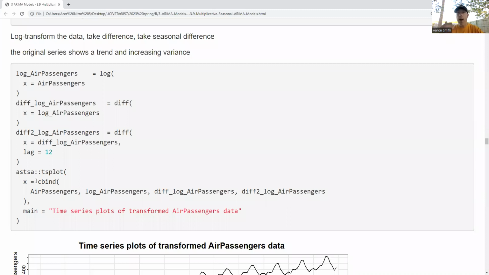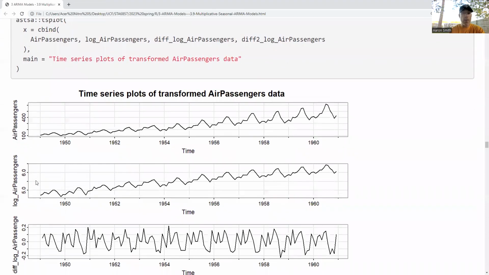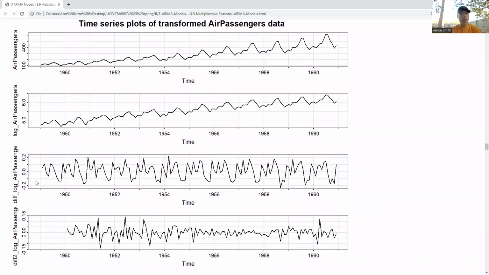So in real life, I would look at one plot, do a transformation, do a plot, do a transformation, do a plot. Do this until I feel like I don't have anything else to transform. And so now I look at this and I go, okay, yes, that looks stationary to me. I do not see a seasonal trend.